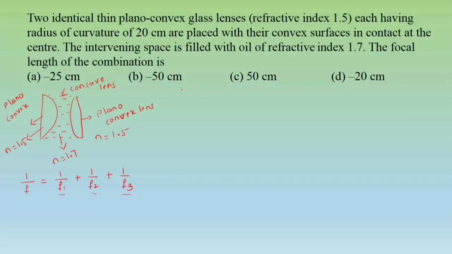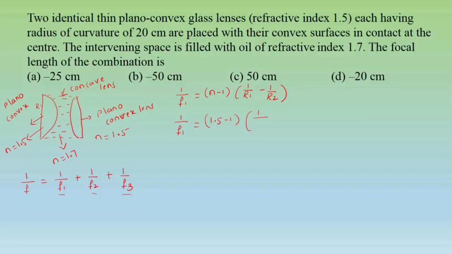Now, the first one, that is 1 by F1 equal to n minus 1 into (1 by R1 minus 1 by R2). This equation we can use here. 1 divided by F1 equal to n minus 1. Here it is made of glass and air, glass with respect to air, we can take it as 1.5 minus 1 into (1 by R1 minus 1 by R2).